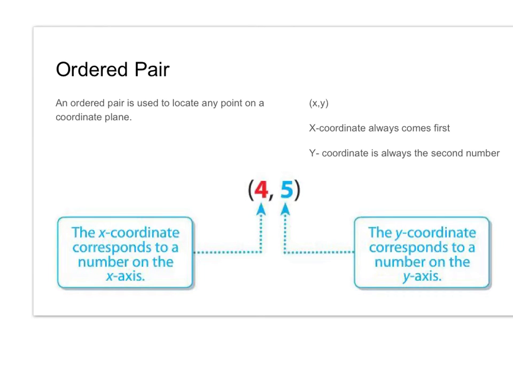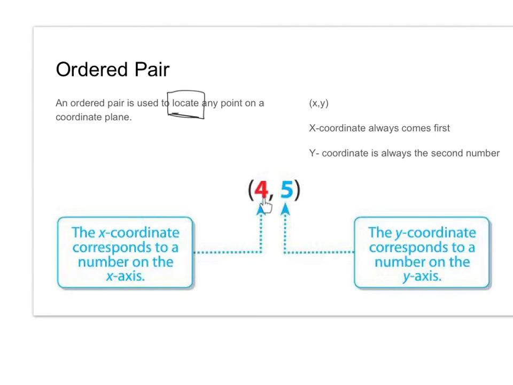With our coordinate plane, we also have ordered pairs. An ordered pair is used to locate, underline that, box it in, any point on a coordinate plane. An ordered pair is always written as (x, y). Your x coordinate always comes first. The y coordinate is always the second number. So think about your ABCs: x comes before y. That should be somewhat of a clue to help you remember it easier.